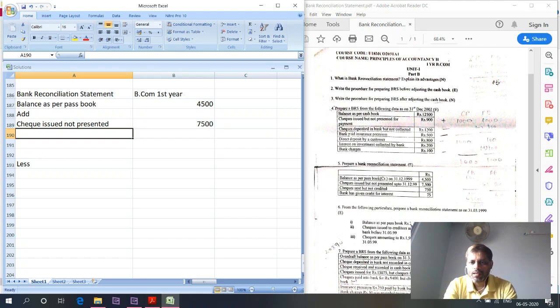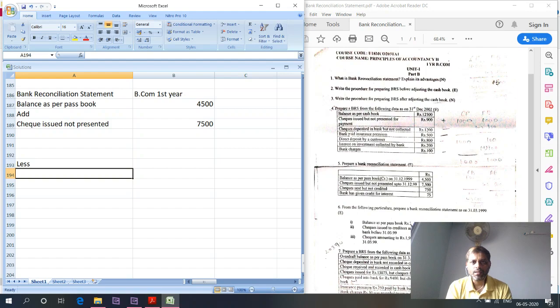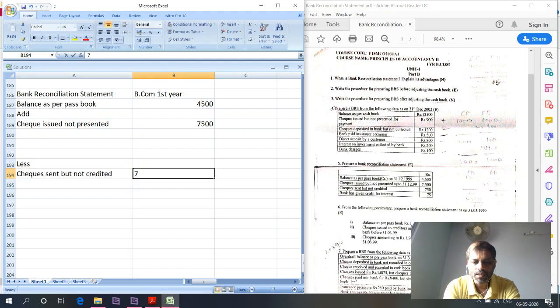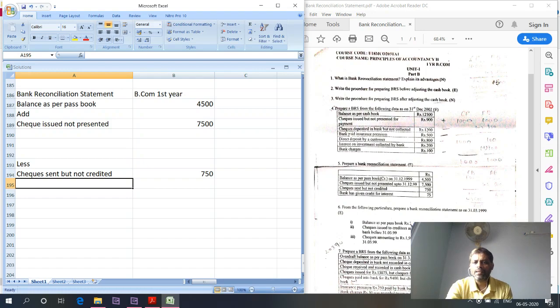Check sent but not credited. This is again a case where a customer has given a payment to us, the check has been deposited into the bank, but the credit has still not come into the bank passbook because of the timing difference. It should be in clearing, etc. So the balance as per cash book could have increased because of the receipt we have got. Now the balance in bank has not changed, so reduce it. Check sent but not credited is 750.